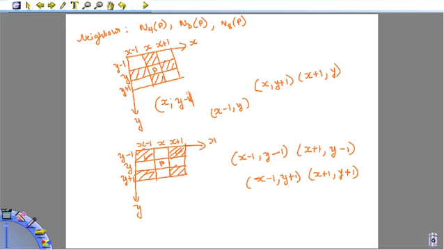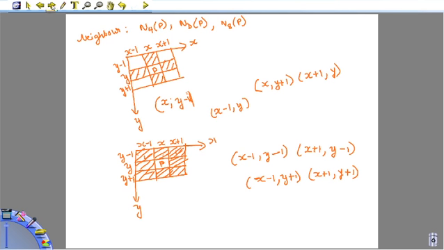Clear with these diagonal elements? So these are the four diagonal elements. If we consider N8, it consists of all the neighboring elements. It is nothing but a combination of N4 of p and ND of p, that will be called N8 elements. So these are regarding the neighbors.